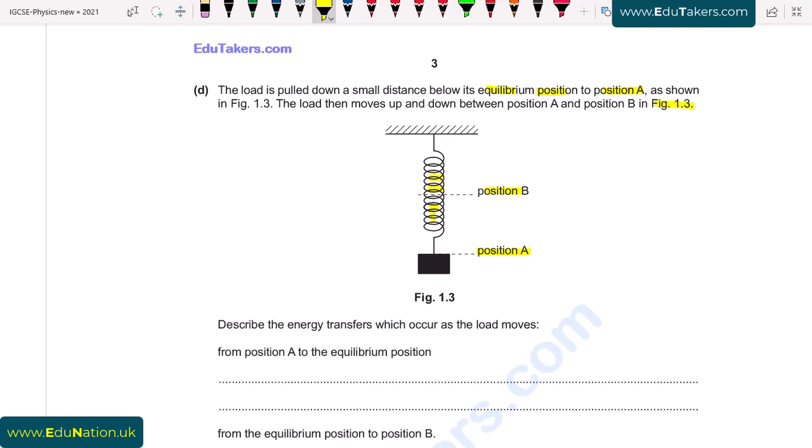It is also mentioned that the load is pulled down a small distance below its equilibrium position. So this load, first of all, when it is at rest, this position is its equilibrium position. I write here spring at rest. This position is the equilibrium position.